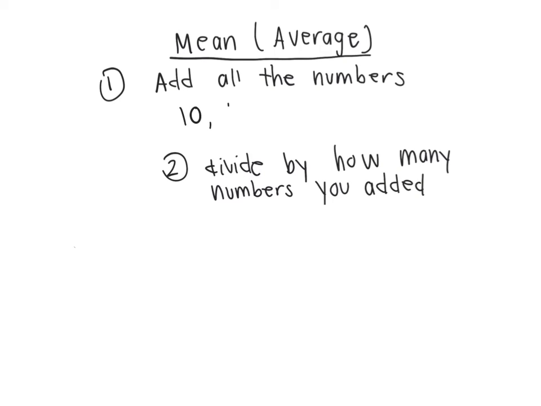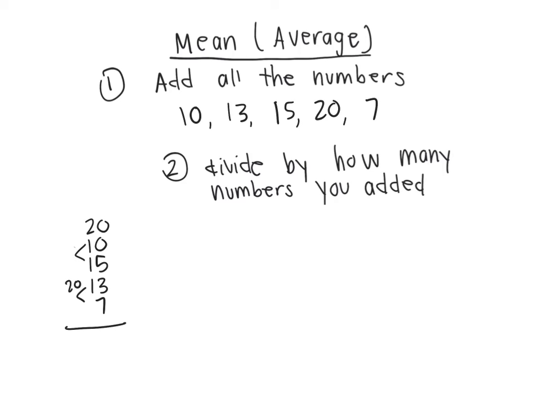So I'll go smaller here. I'll go 10, 13, 15, 20, 7. So I'm going to add them all up. So 20, 10, 15, 13, and then 7. Well, 13 plus 7 is 20. 15 plus 10 is 25. And 20. So 40 plus 25 is 65. Hopefully I did that right. Double check my work. Then I'm going to divide by how many numbers I had.